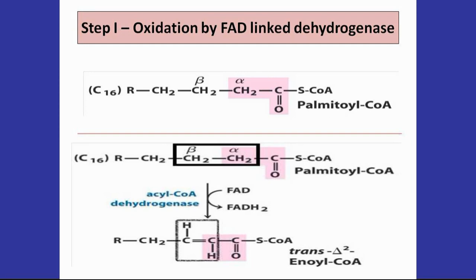So we can also say that the acyl coenzyme A undergoes dehydrogenation by an FAD-dependent flavoenzyme, that is acyl coenzyme A dehydrogenase. A double bond is formed between the alpha and the beta carbon, that is, between the second and third carbon.